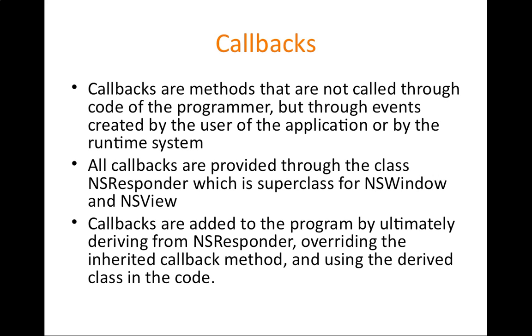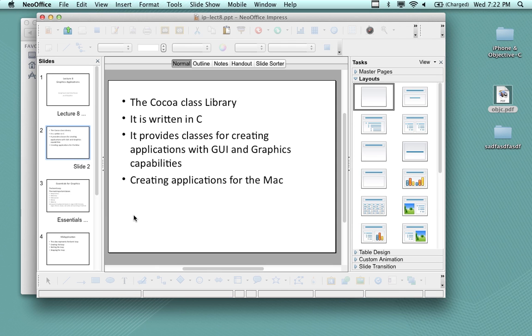Callbacks are added to the program by ultimately deriving from NSResponder, overriding the inherited callback method, and then using a derived class in the code. So basically adding your customized method to change things. So when the user clicks on a button, it does something different, or goes away, disappears, or the screen responds differently, which is the NSResponder that's actually being used in that particular context.